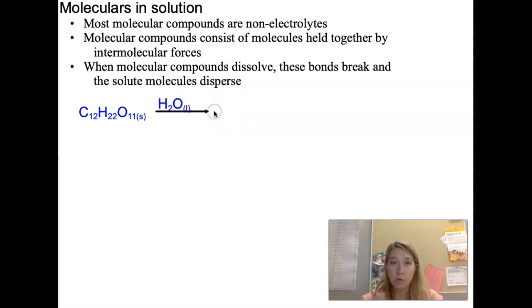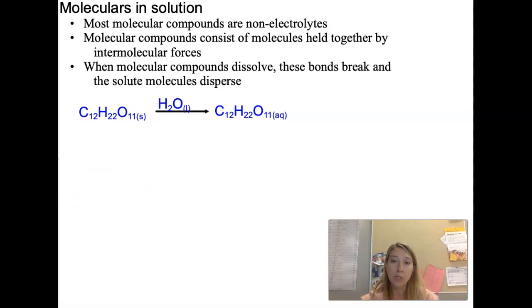Okay, for the products though, literally all we're going to do is change the state to be aqueous. That's all that's going to happen. So we're going to have C12H22O11, and it's going to be aqueous. And that's it. We're not really going to spend a lot of time with these because chemical reaction-wise, they don't really tend to do much. They're kind of unreactive because they are already bound together, and they're not looking to bind to something else. Okay, so all we're doing is changing the state when it comes to a molecular.